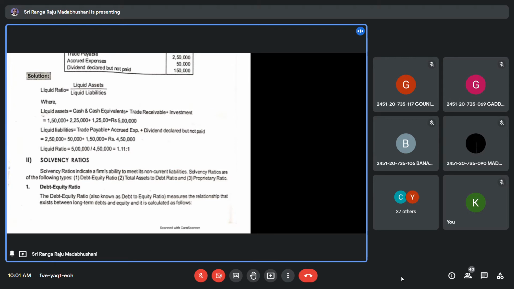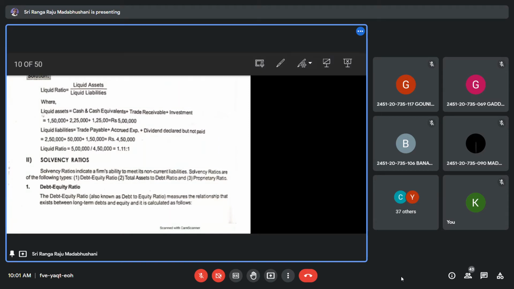So in that we will see the ratios regarding solvency: debt equity ratio, total assets to debt ratio, and proprietary ratio. Three tests we will do here to assess the solvency position of the organization. One is debt equity ratio, then total assets to debt ratio, and proprietary ratio. So the first one is debt equity ratio.